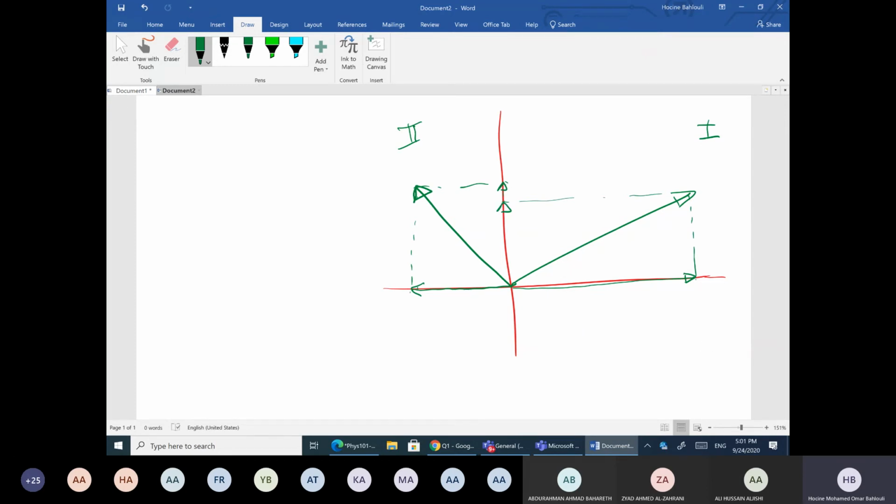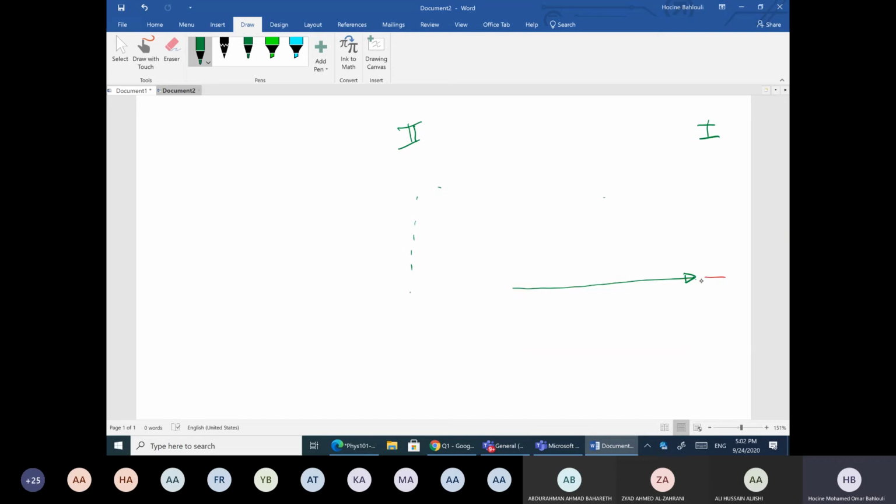So understand very well. In quadrant number one, x and y are positive. In quadrant number two, x is negative, y is positive. In quadrant number three, x is negative and y is negative. In quadrant number four, x is positive and y is negative. Okay, but this is always when the vector starts from the origin.